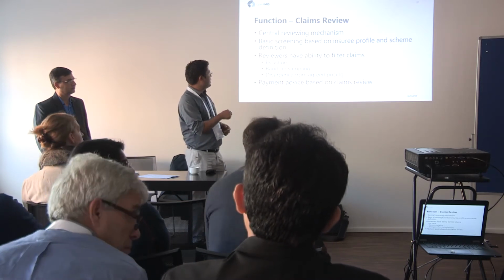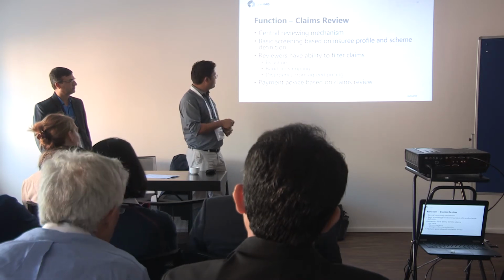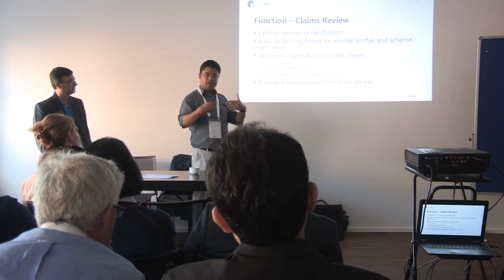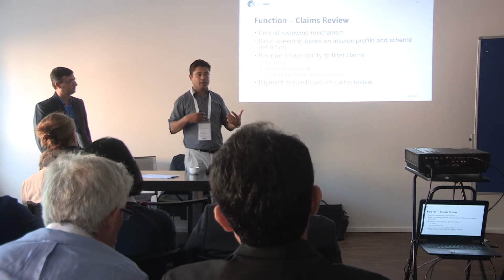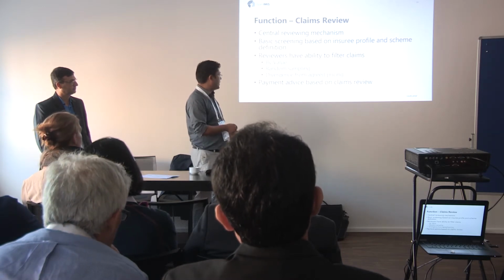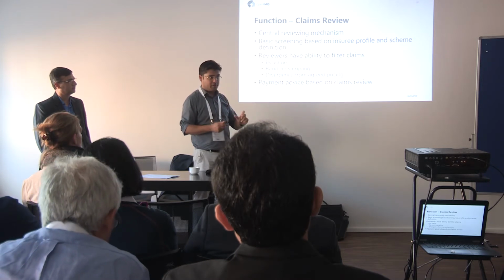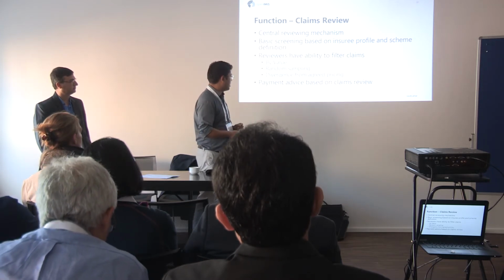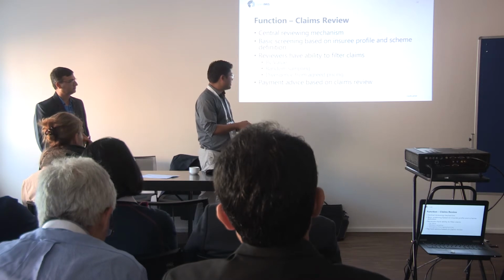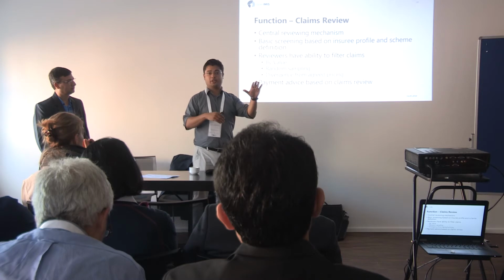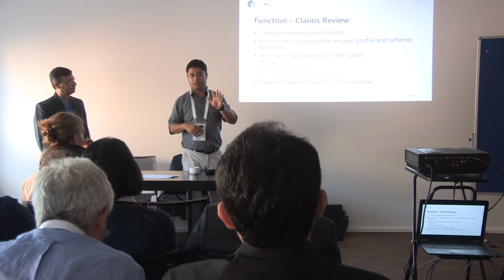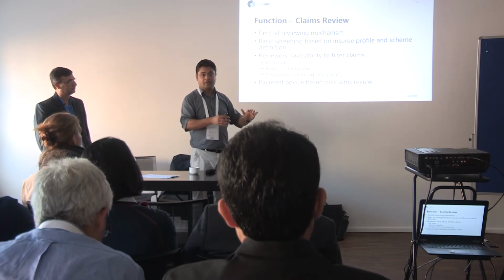All these are done, and then once the ones that go through, reviewers look at these claims. They have the ability to filter by value, by random sampling, or divergence from a certain pricing point. So all these options are available, and then once they're done, payment advice is generated saying this facility needs to be paid this much money for these claims, and that is it.